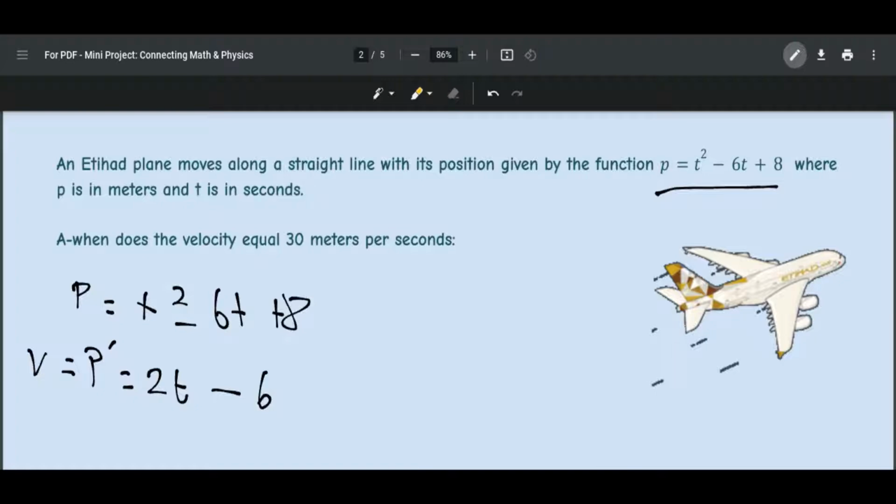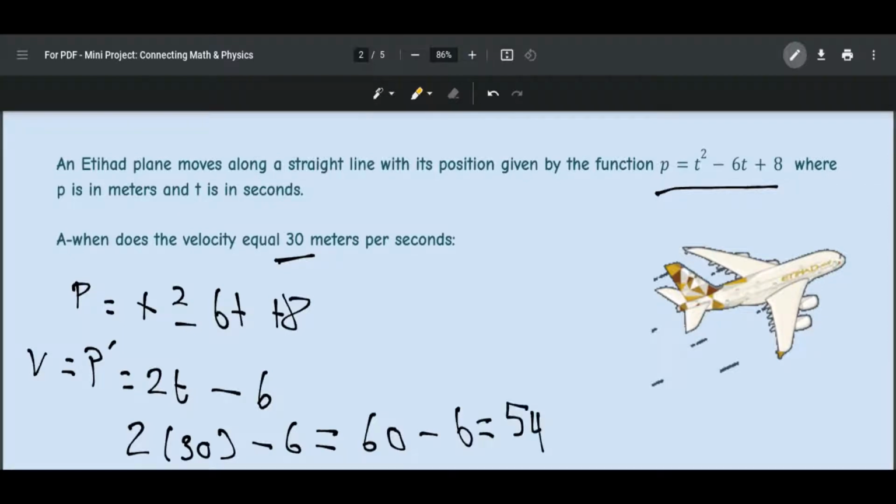And then we want to know the time when the velocity is 30 meters per second. So we will just substitute the velocity with 30. So 2 times 30 minus 6 equals... 2 times 30 is 60. 60 minus 6 equals 54 meters per second. And that's it.